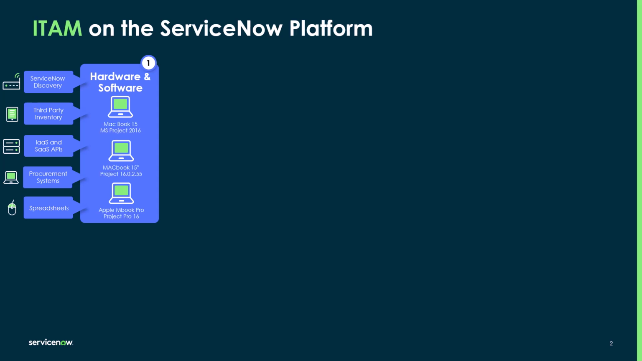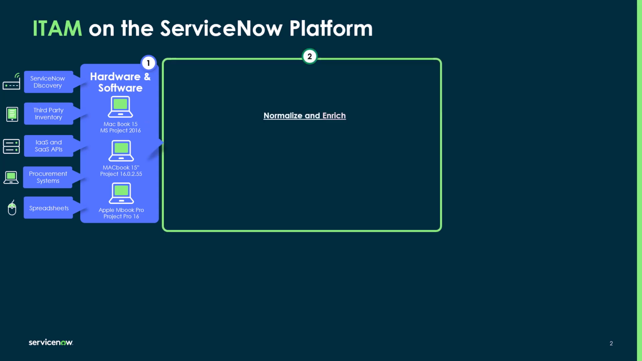Once ingested into the platform, there's a good chance it's going to look and feel very different depending on where that source is. In this case, you can see this MacBook 15-inch is represented three different ways, but ultimately is the same MacBook Pro model. Similarly, Microsoft Project Professional 2016 is also represented different ways. To address that, ServiceNow includes normalization and enrichment capabilities as part of our content service.